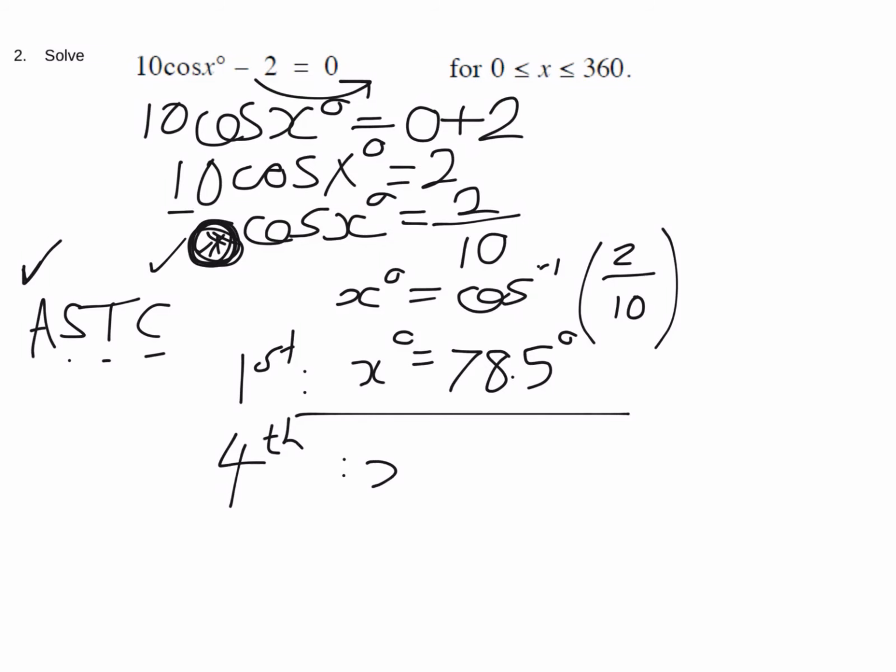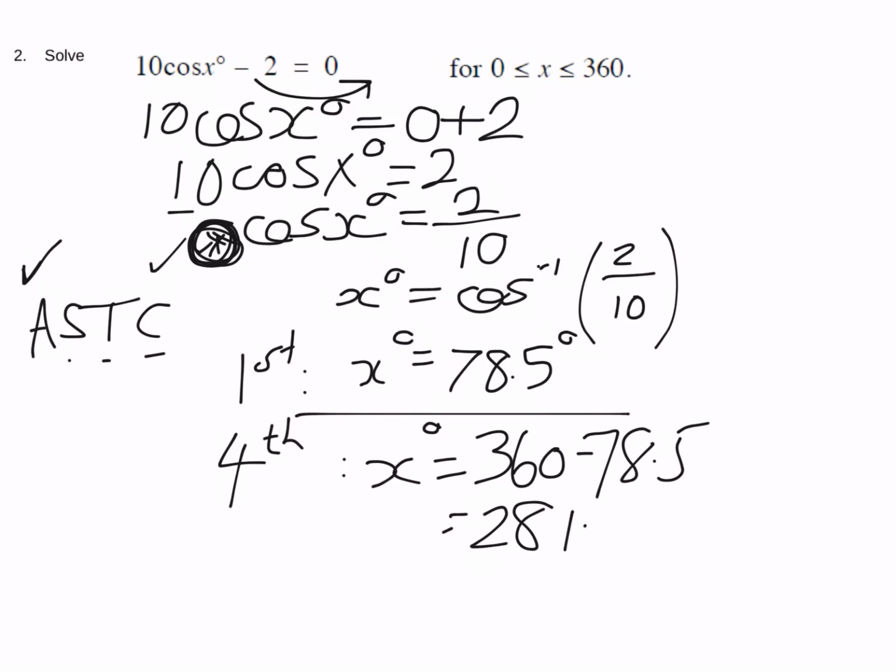And remember the wee sum we had to do? What was the wee sum? 360 minus the calculator answer. 281.5. Okay, so that's our 2 solutions.